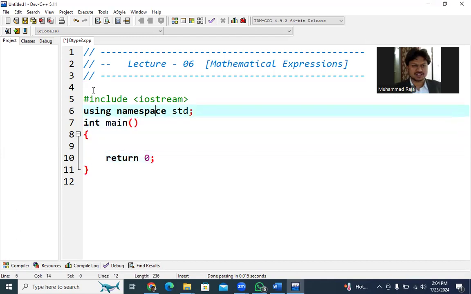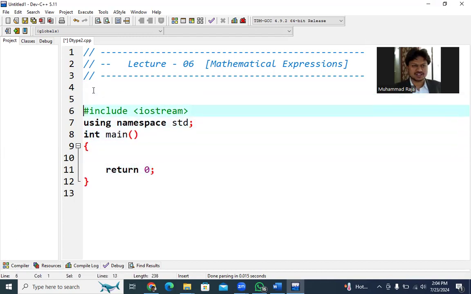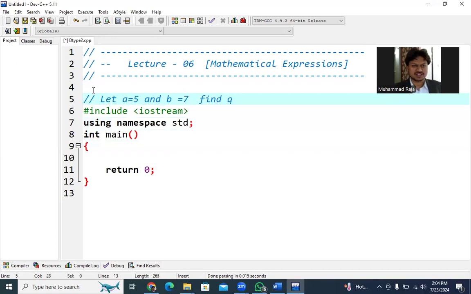Now, let's see. I ask a simple question that many students have learned in their elementary classes in algebra: let A is equal to 5 and B is equal to 7. So find Q, which is equal to A plus B. This is understanding the basic arithmetic expressions of addition, subtraction, division, and multiplication. Firstly, we'll go with these four basic operators, called arithmetic operators.